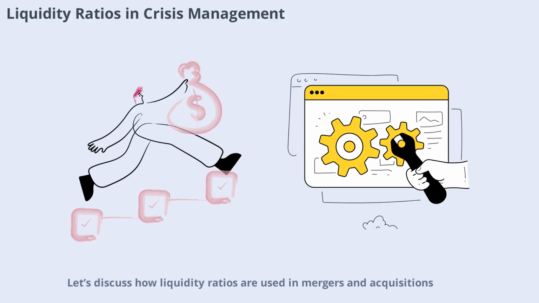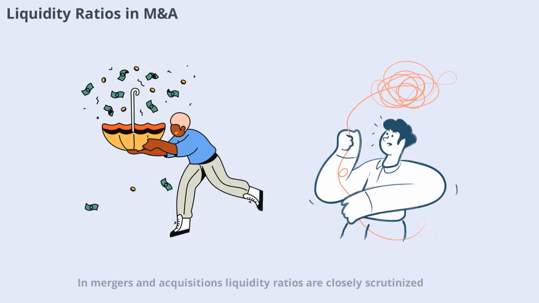Let's discuss how liquidity ratios are used in mergers and acquisitions. In mergers and acquisitions, liquidity ratios are closely scrutinized. Buyers want to ensure the target company can meet its obligations and won't drain resources after the deal. Sellers may try to improve their ratios before negotiations to boost valuation. Understanding liquidity ratios helps both sides make informed decisions and structure deals that protect their interests.